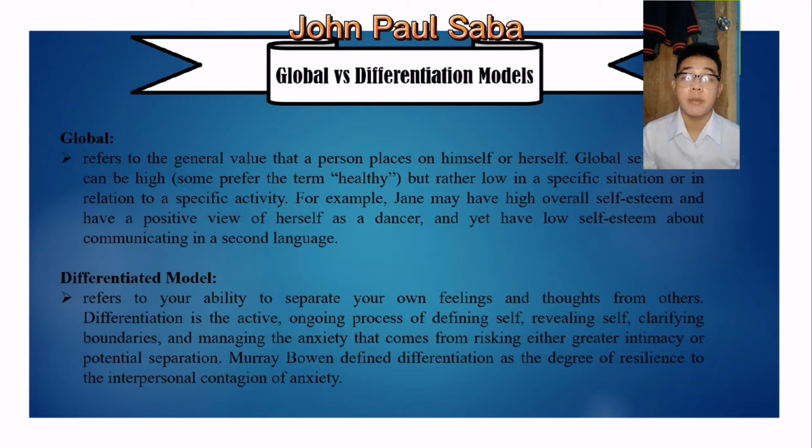Now I'm going to discuss the differentiated model, or the differentiated self. Differentiated self refers to your ability to separate your own feelings and thoughts from others. So it doesn't focus on yourself anymore. You have to balance your feelings or thoughts for yourself and your feelings or thoughts for others. Differentiated self includes the process of defining self, revealing yourself, and managing your potential for yourself.